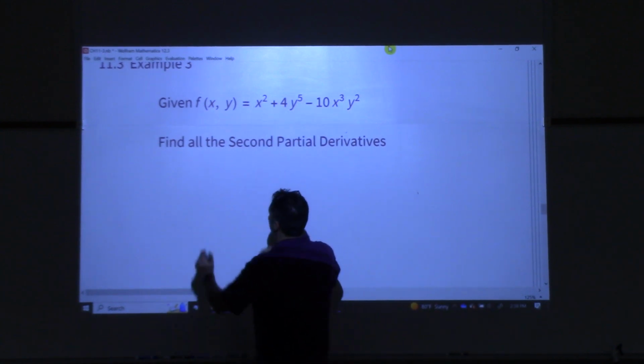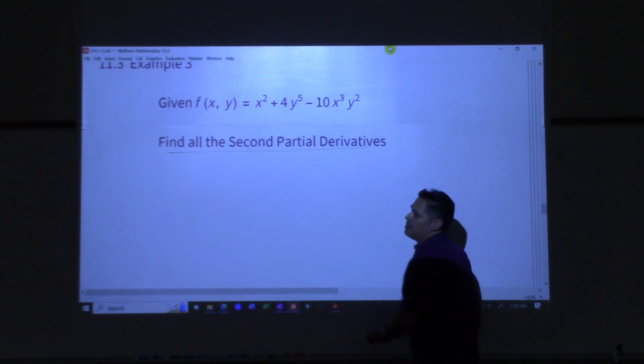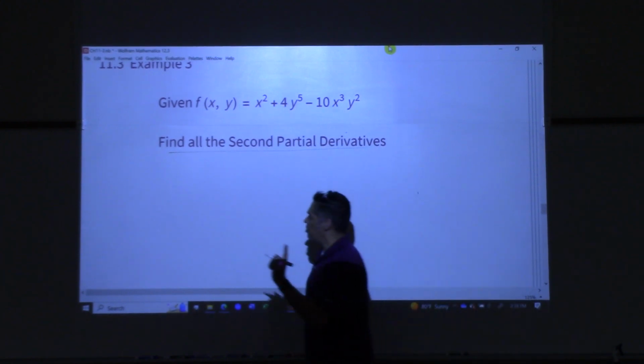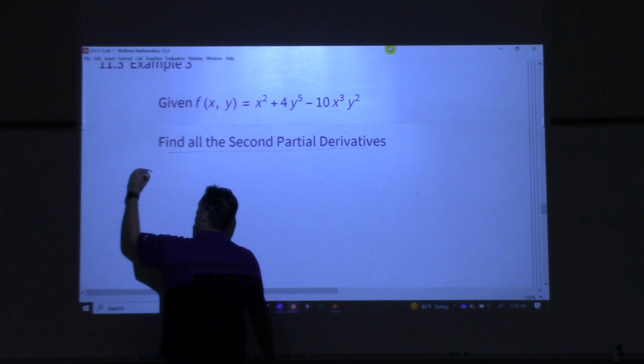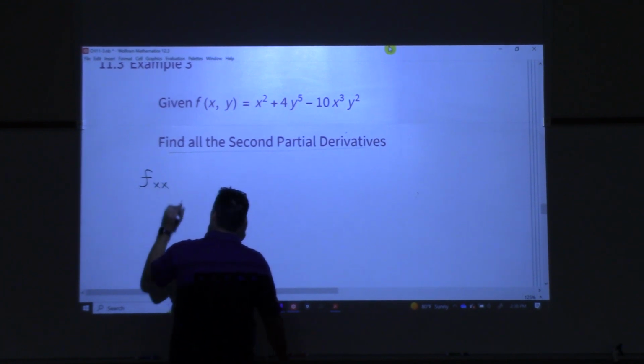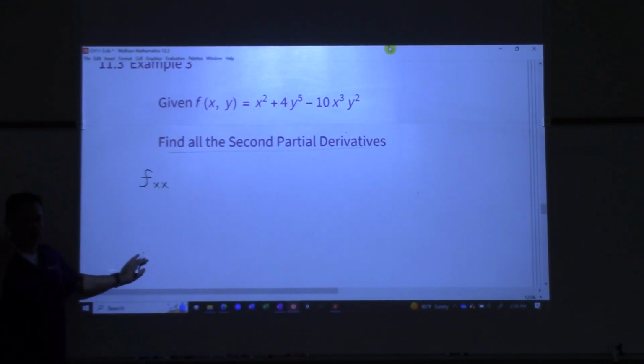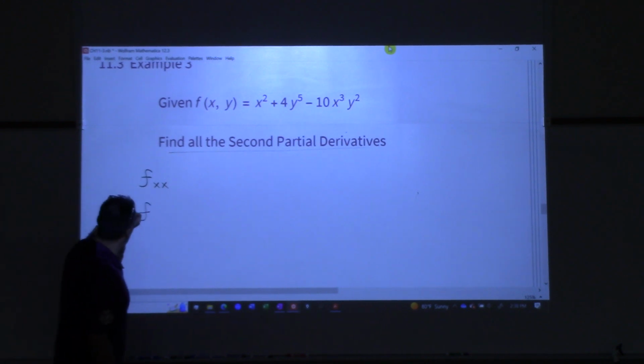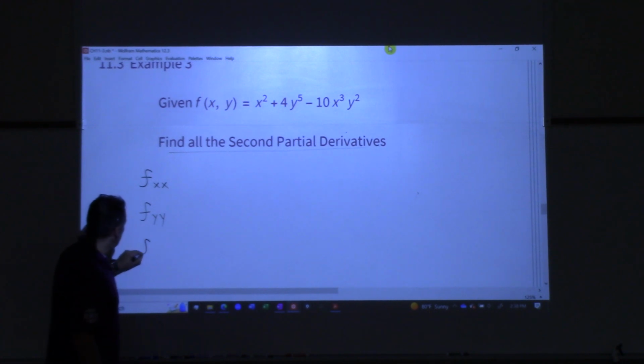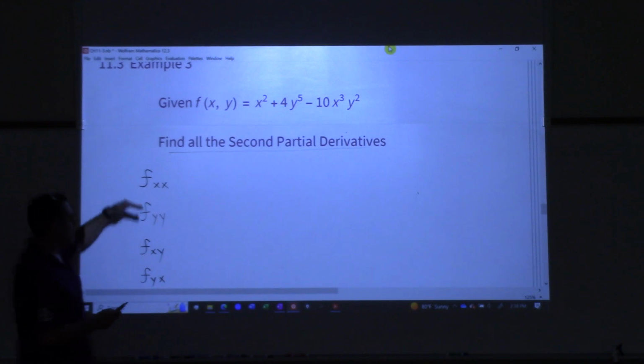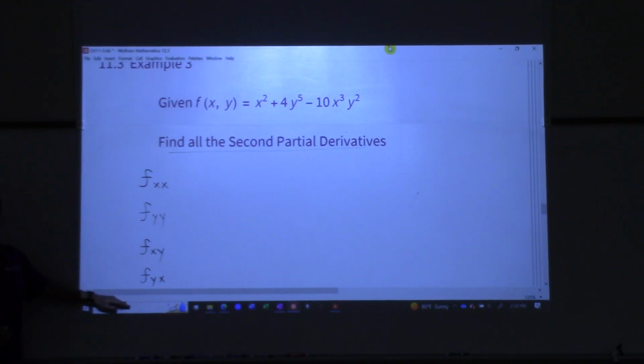Okay, so I want to find all the second partial derivatives of this. Let's just talk about what they are first. The first second partial I could find, or the first one is fxx, right? That would be taking the derivative twice with respect to x both times. I could also do fyy. I could also do fxy, and I could also do fyx. Those are the only four possibilities when it comes to second partial derivatives. I can either do x twice, y twice, x first then y, or y first then x.